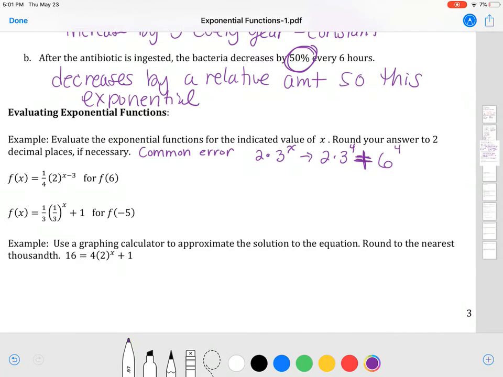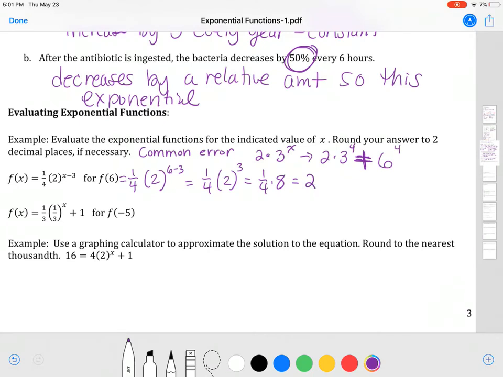So in the first example here, we're going to plug in 6 for x. So I have 1/4 times 2 to the 6 minus 3. That gives me 1/4 times 2 to the power of 3, because 6 minus 3 is 3. 2 to the 3rd is 8. So now I have 1/4 times 8, and of course, 1/4 times 8 would be 2.